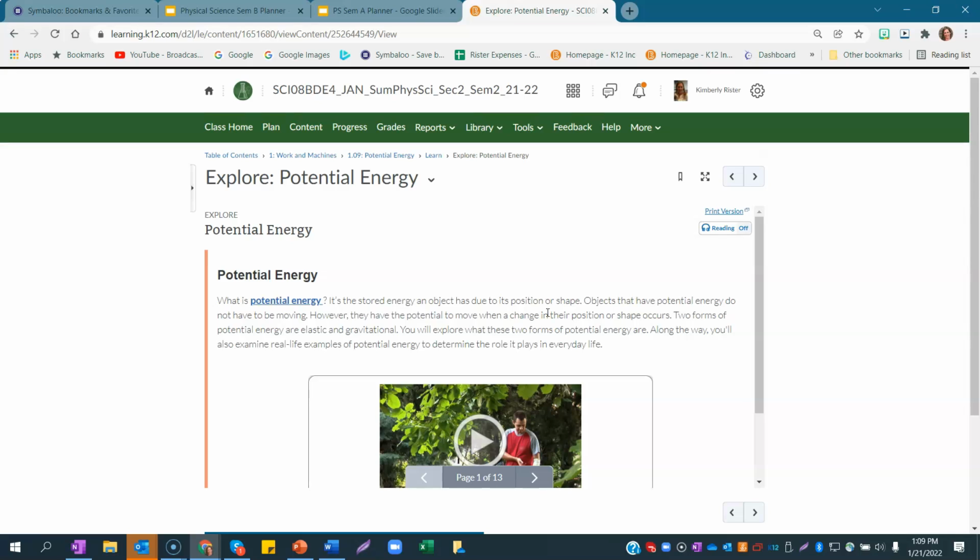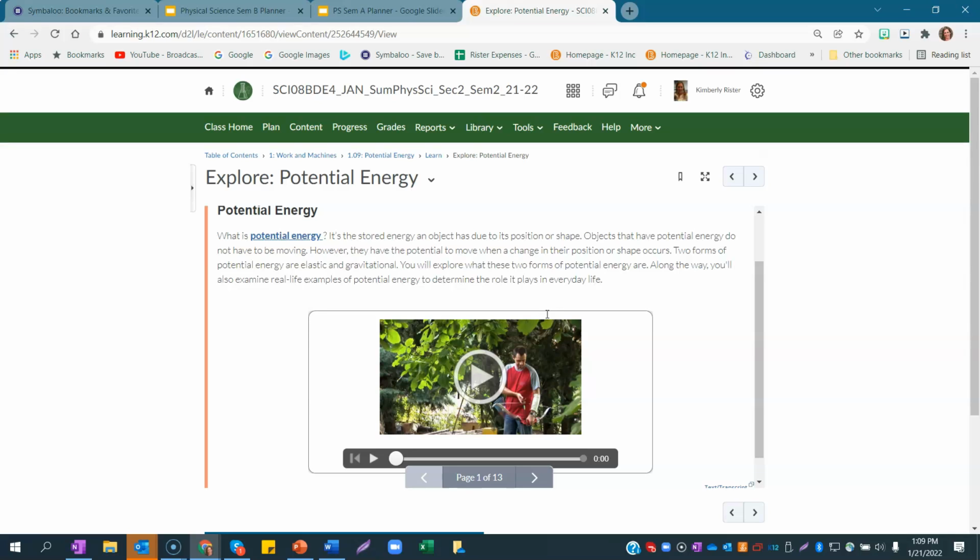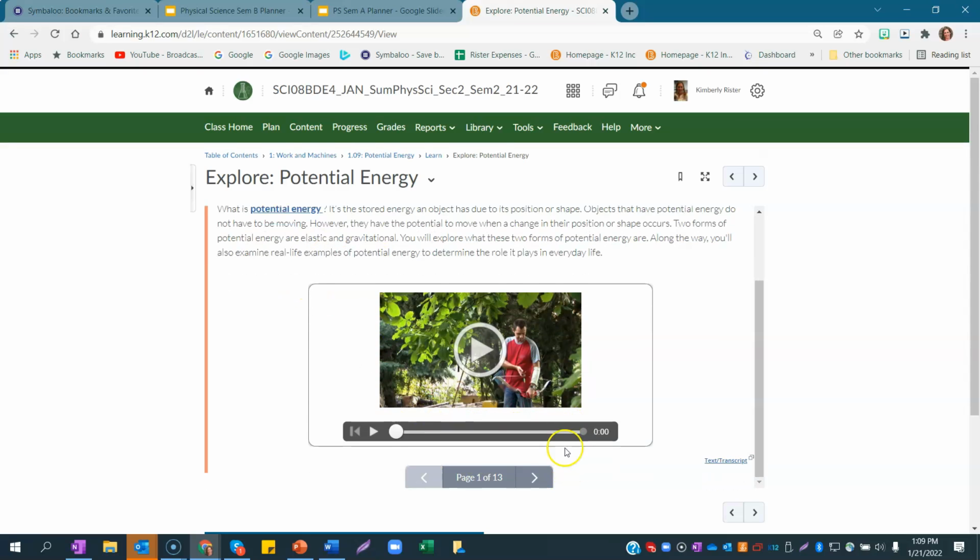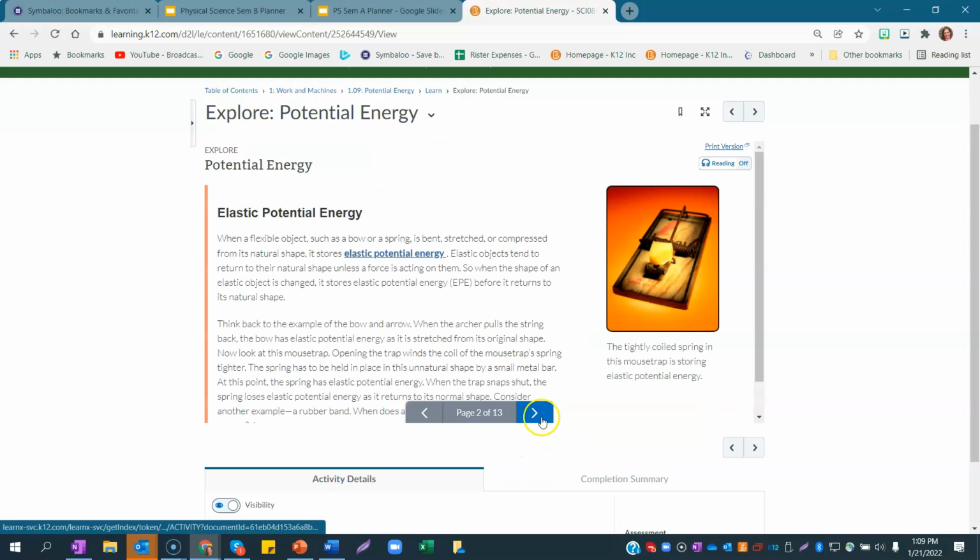Objects that have potential energy do not have to be moving. However, they have the potential to move when a change in their position or shape occurs. Two forms of potential energy are elastic and gravitational. You will explore what these two forms of potential energy are. Along the way, you'll also examine real-life examples of potential energy to determine the role it plays in everyday life. And so the answer to the second part of guiding question 1 is elastic and gravitational. So we're ready to move on to page 2.